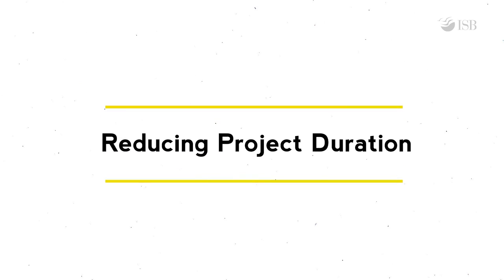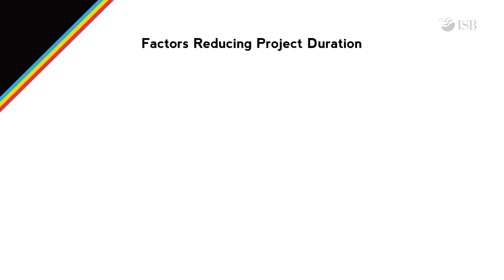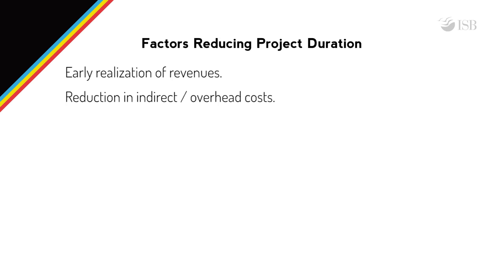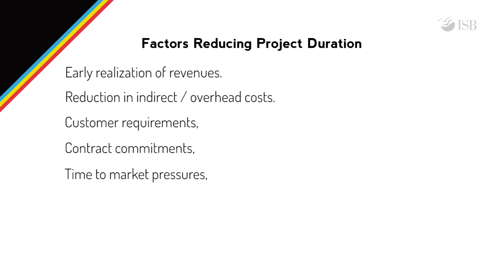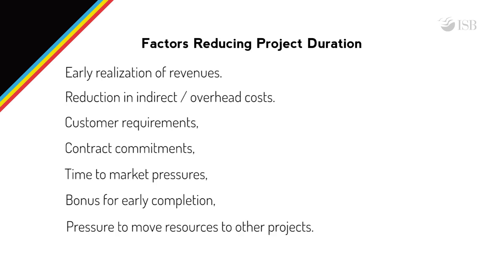This module is about reducing project duration. There can be several reasons why one might want to complete the project early by reducing the duration of one or more activities in the critical path. Early completion of the project would imply early realization of revenues and/or a reduction in indirect or overhead costs associated with the project. Some of the other reasons for reducing the duration of a project may include customer requirements, contract commitments, time to market pressures, bonus for early completion, pressure to move resources to other projects, etc.